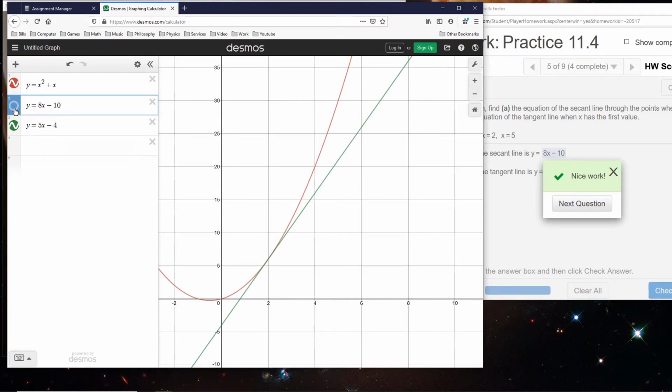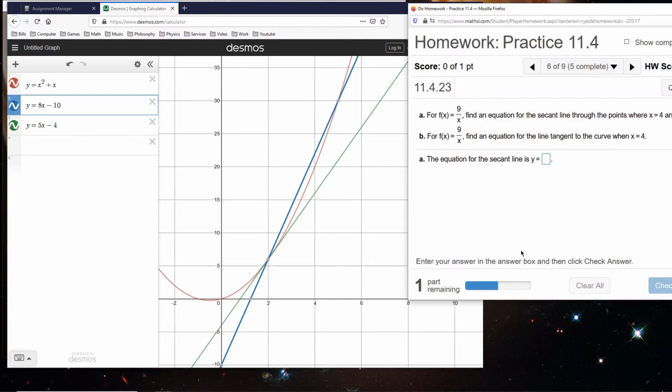And so putting it all together, this is what it looks like. So the blue line is our secant, the average rate of change, and the green line is our instantaneous rate of change, the tangent line. So let's do another one of those.